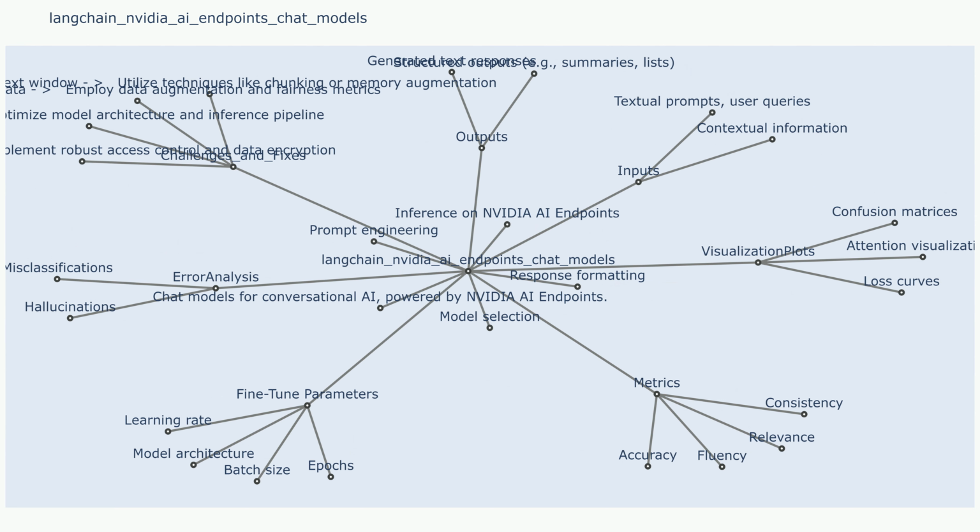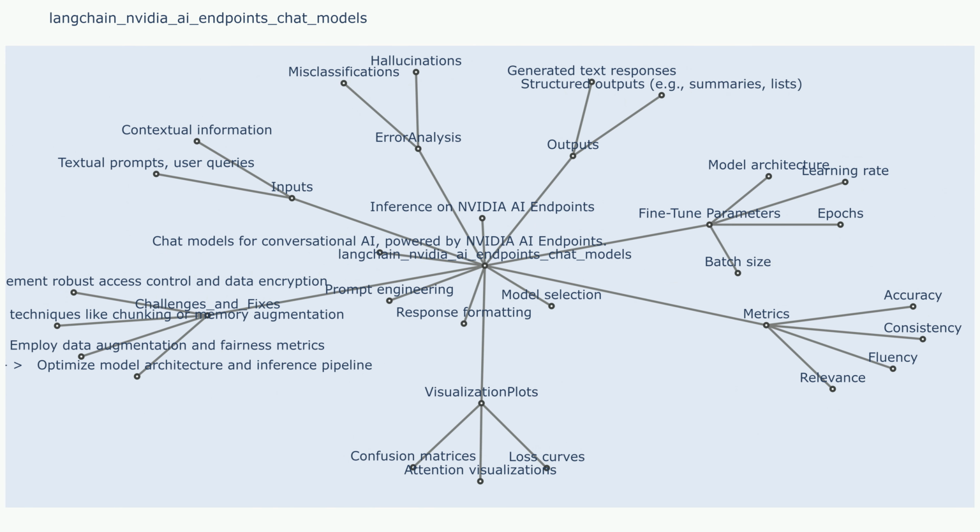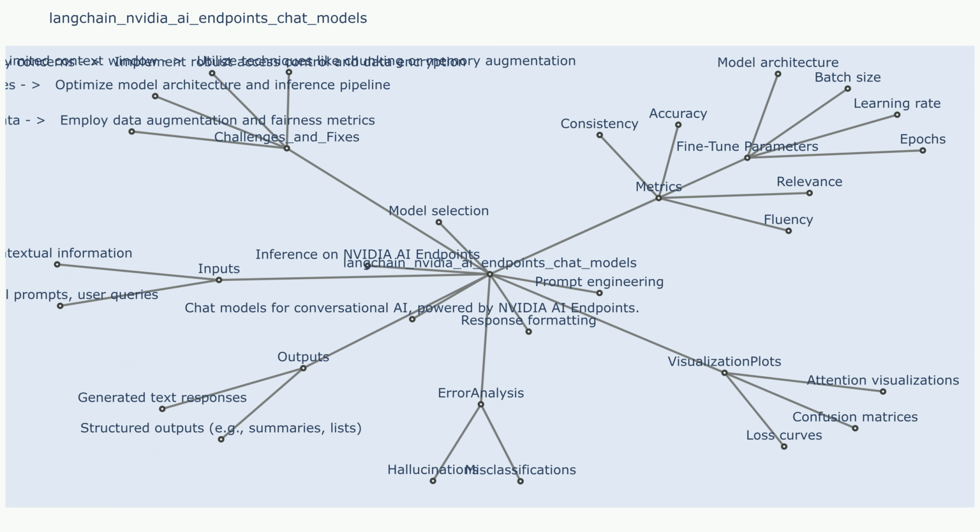Visualization plots. Visualization plot 1. Explain in detail confusion matrices, which visualize the model's performance by showing the distribution of predicted and actual classes. Visualization plot 2. Explain in detail attention heat maps, which highlight the attention weights assigned to different words in the input sequence. Fine-tune parameters. Parameter 1.